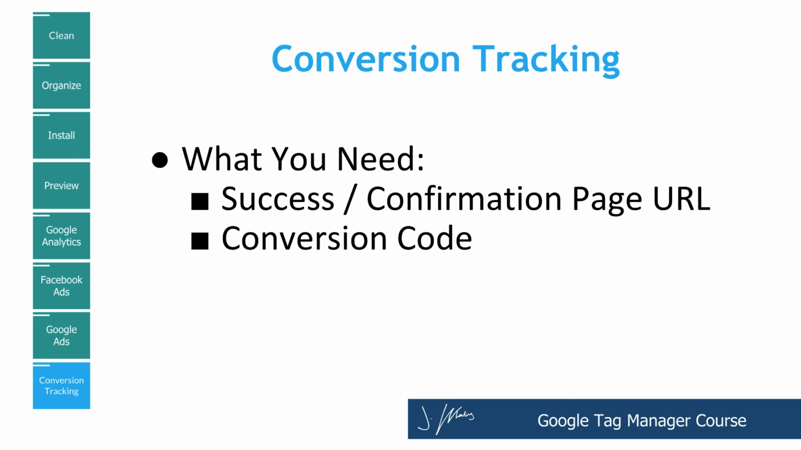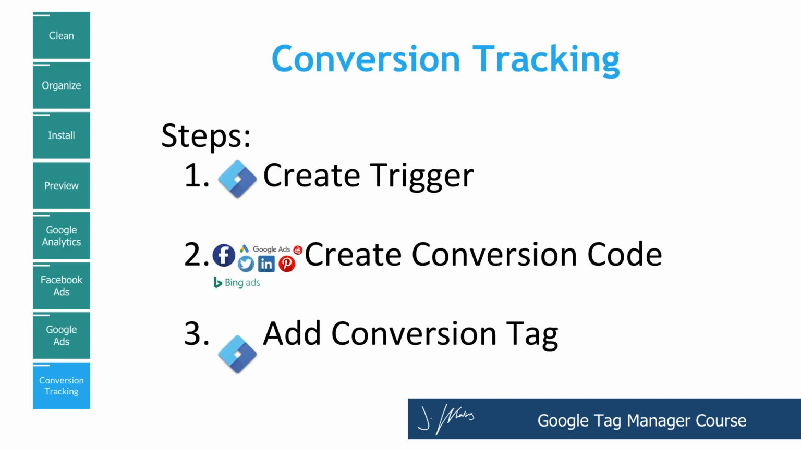And so there are only two things we need when we're doing our conversion tracking. We're going to need our success or confirmation URL and our conversion code from whatever advertising platform we are using. In this particular example, we're going to be using Google Ads, but this will work with pretty much any platform that you're looking at. So our steps here: we're going to create the trigger, then we're going to create the conversion code, and then we're going to add the conversion tag to Google Tag Manager.